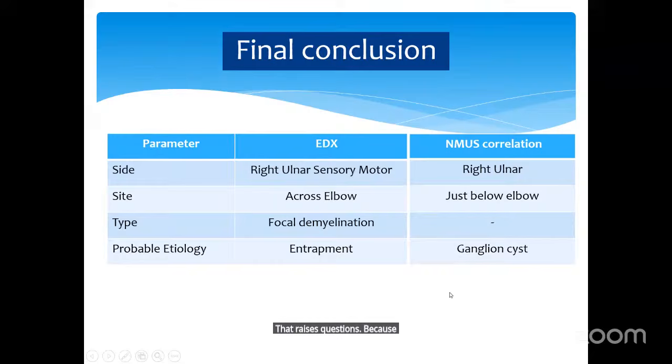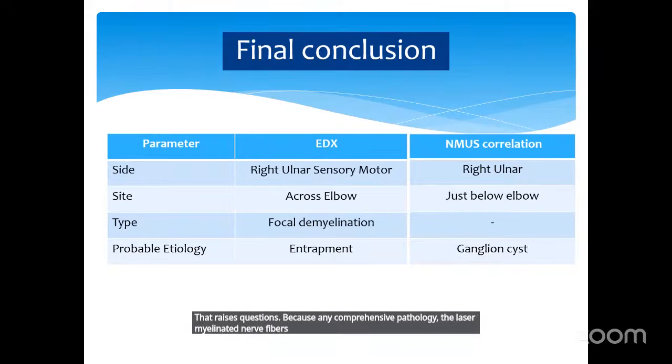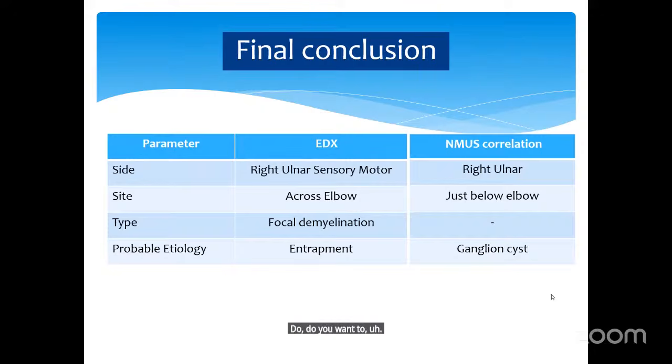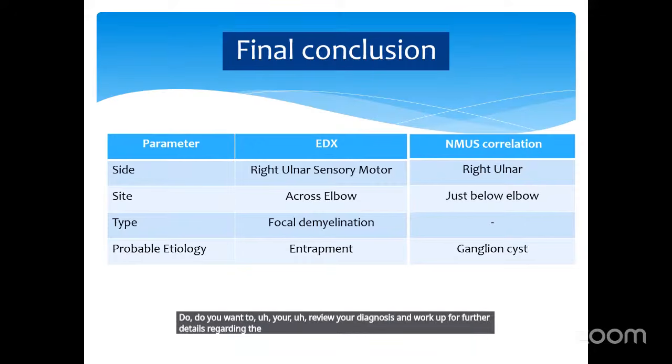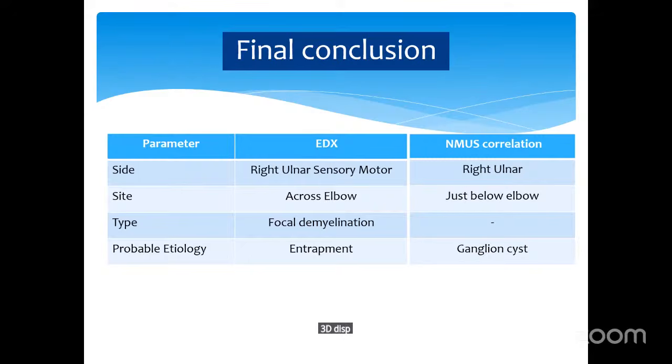Because with any compressive pathology, the larger myelinated nerve fibers are more commonly affected. They will have weakness at least along with sensory symptoms. But here your sensories are affected and motor is entirely normal. So, do you want to review your diagnosis and work up further regarding the ulnar sensory neuropathy, or do you want to just go and treat this patient like this?